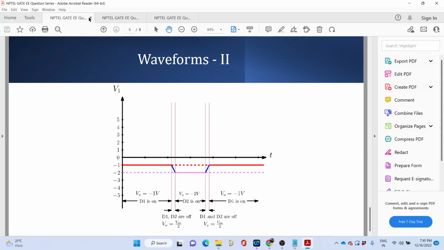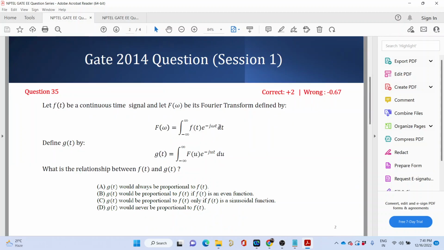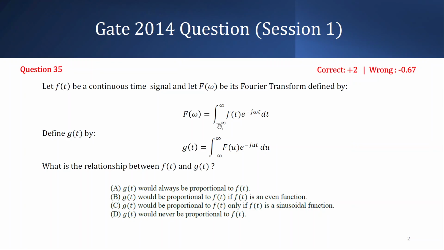Now let us go to the next sum, which I was actually supposed to do in the previous session. So this is the sum that has been given to you. There is a continuous time signal f of t, and capital F of omega is the Fourier transform of it. This is a mathematical definition of a Fourier transform. And there is another function which has been given to you, that is g of t, which is the integration of f of u e to the power minus j u t du, with limits minus infinity to infinity. You need to find the relationship between f of t and g of t.